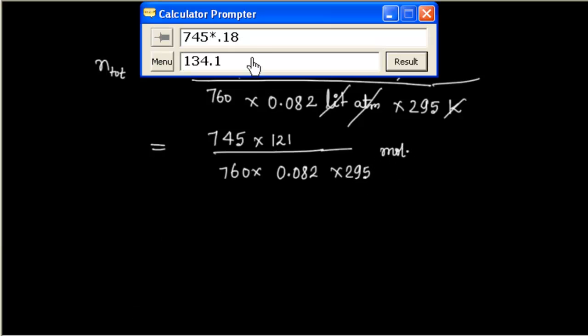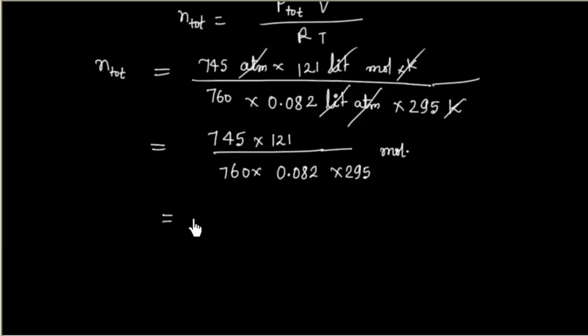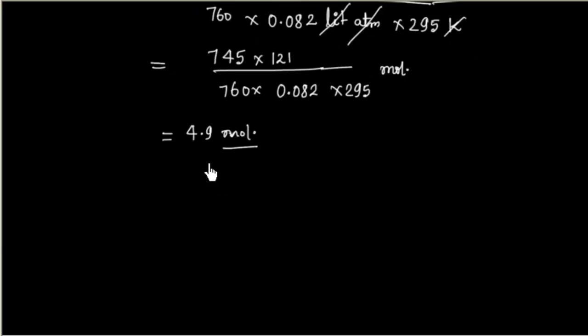Now let us calculate 745 multiplied by 121, divided by 760 into 0.082 multiplied by 295. So this is 4.9 mole. This is the total moles.